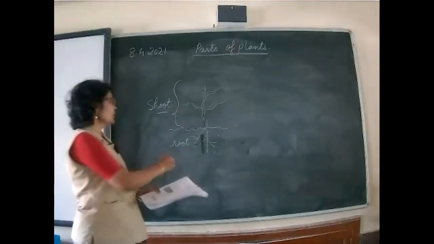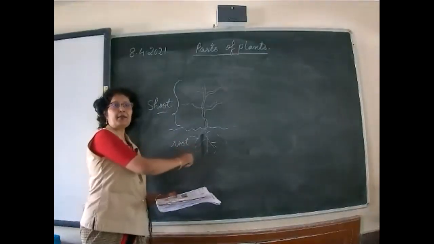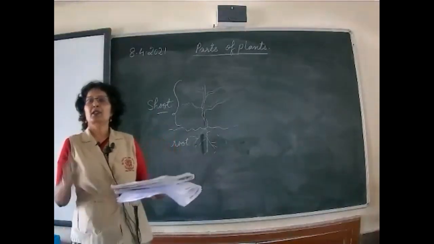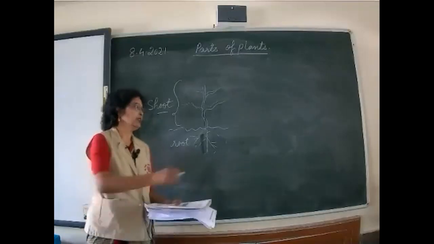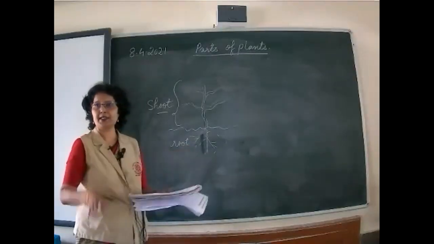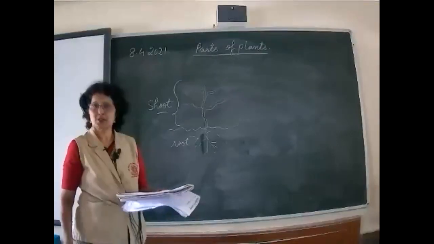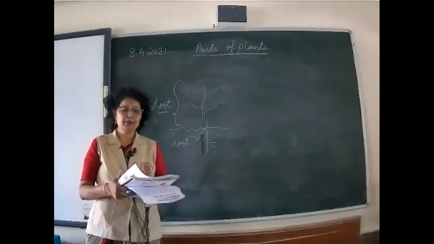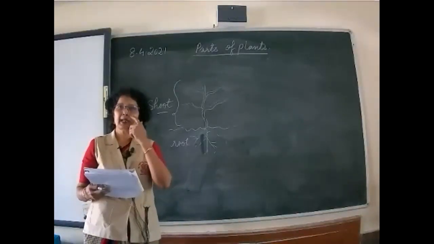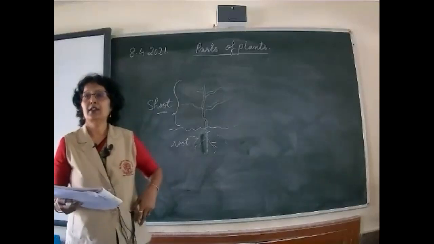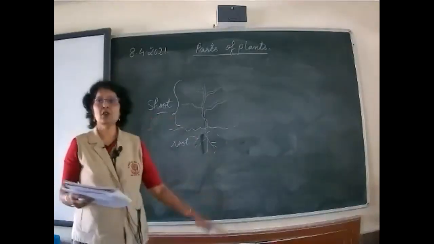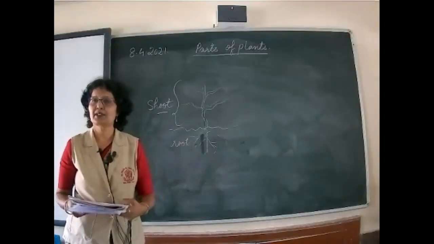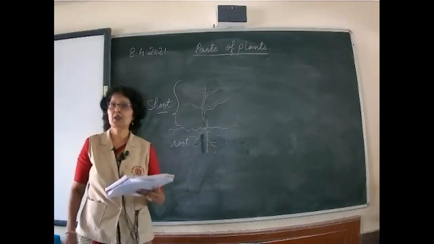Now, this root, what is the function of the root? It fixes the plants firmly in the soil. The main work of the root is it fixes the plant firmly in the soil, and it also absorbs water. You have a garden, you must be watering the plants in your pots or in your garden. So what happens when the water goes down? How does the plant take it? Through the roots. The root absorbs the water and other minerals.